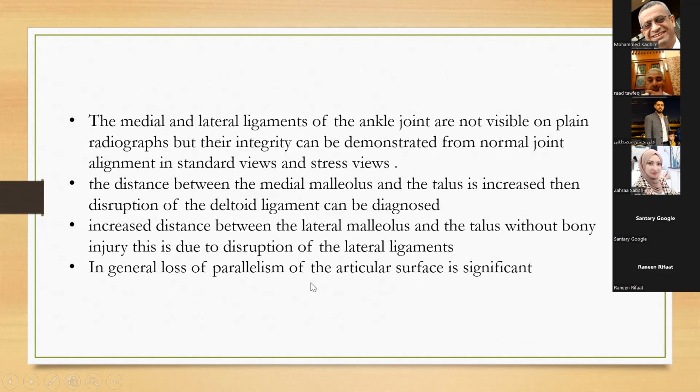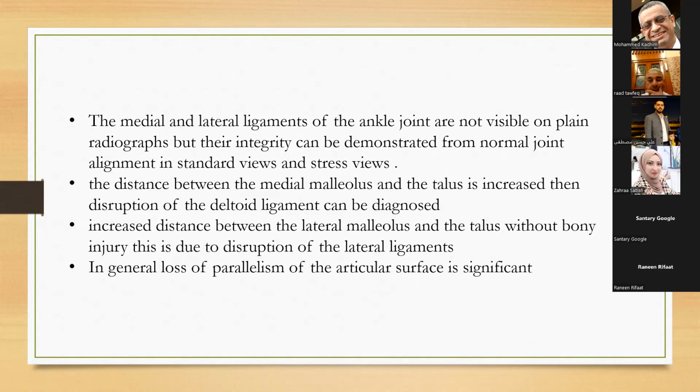The medial and lateral ligaments of the ankle joint are not visible on a plain radiograph, but their integrity can be demonstrated from normal joint alignment in standard views and stress views. If the distance between the medial malleolus and the talus is increased, then a disruption of the deltoid ligament can be diagnosed.